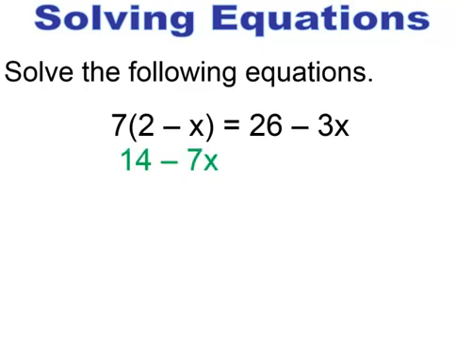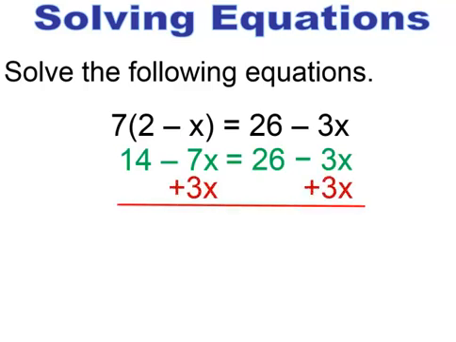Again, I'm going to do the distributive property first. 7 times 2 is 14. 7 times x is going to be minus 7x. And then I'm just bringing the other side down. Now, it doesn't matter which direction you choose to move in, but we need to get the x's together first. I chose to move the 3x over to the 7x. Now, because it's minus 3x, I have to add 3x to both sides.